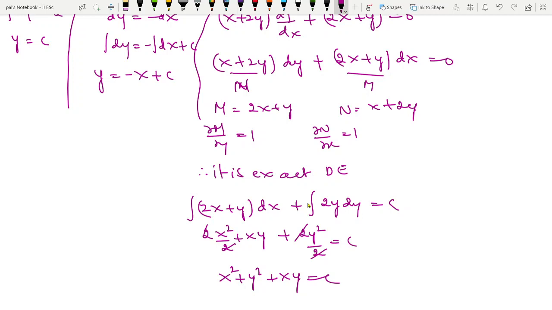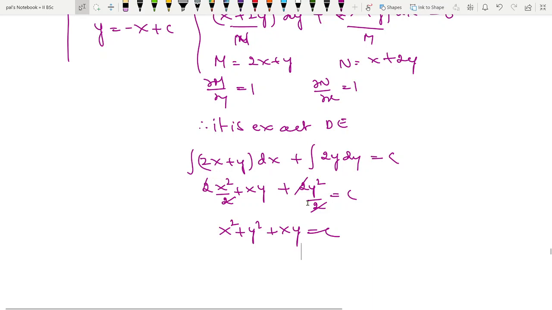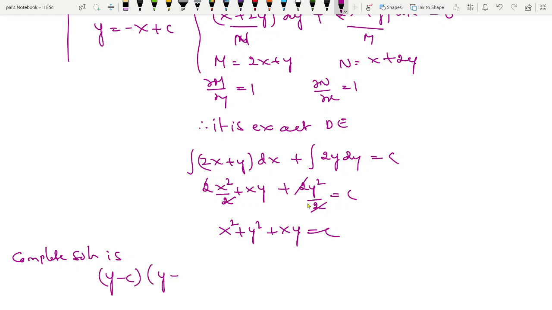So write the complete solution. The complete solution is y minus c into y plus x minus c into x square plus y square plus xy minus c, and this is equal to 0.